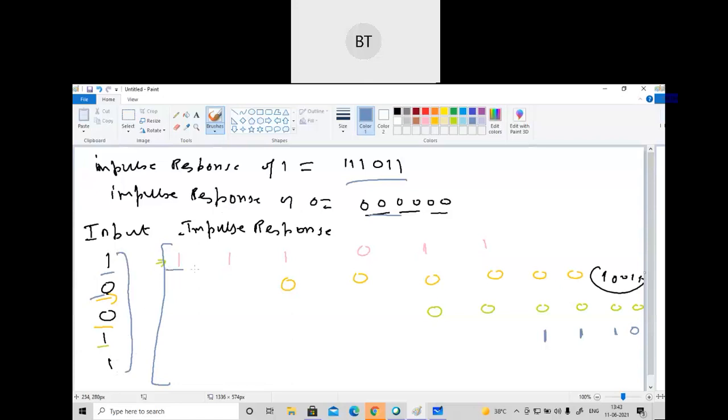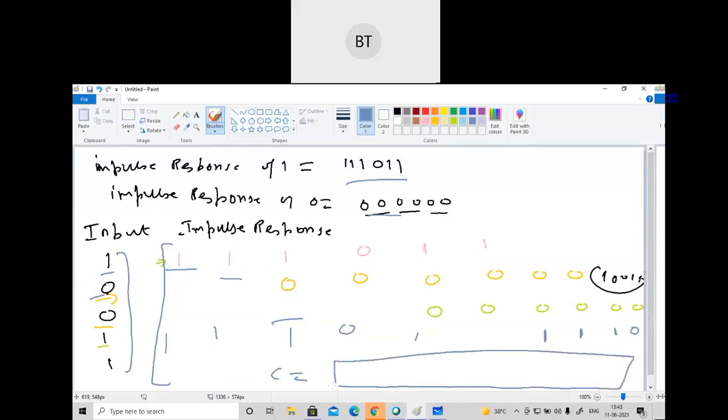XOR operation means this XOR will come 1. This XOR will come 1. 1 0 will come 1. 0 0 will come 0. 1 0 1 1 0 1. So complete this table and get the final code word. Then you can easily find why I have done the shifting operation. You will find the final code word here.